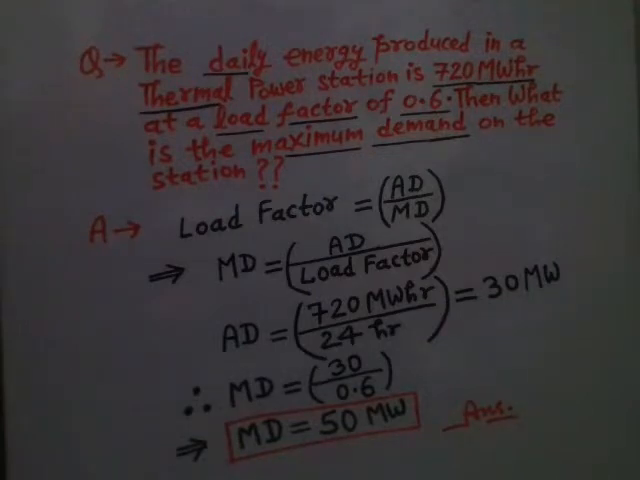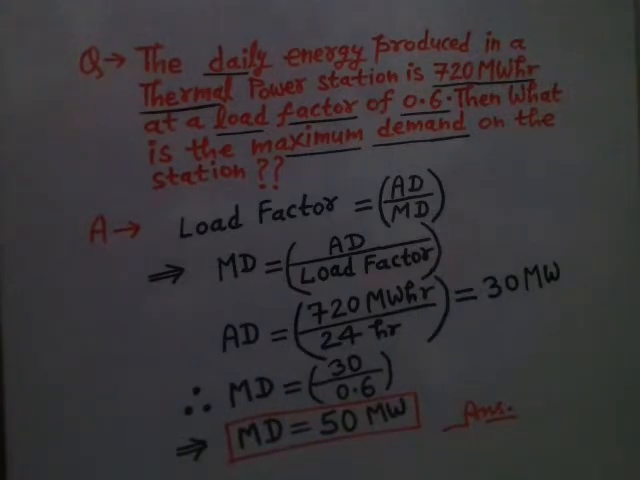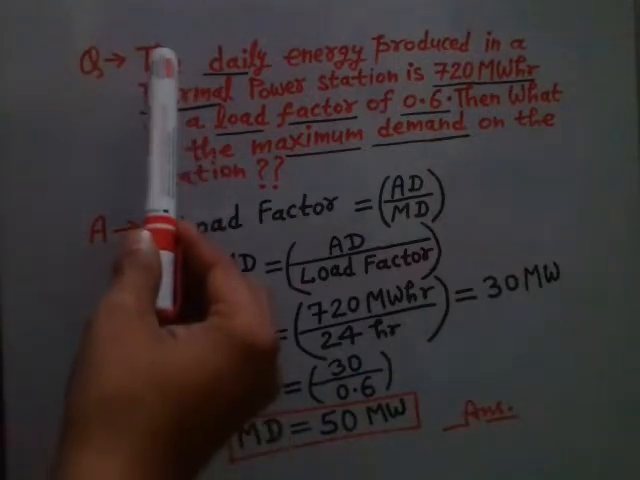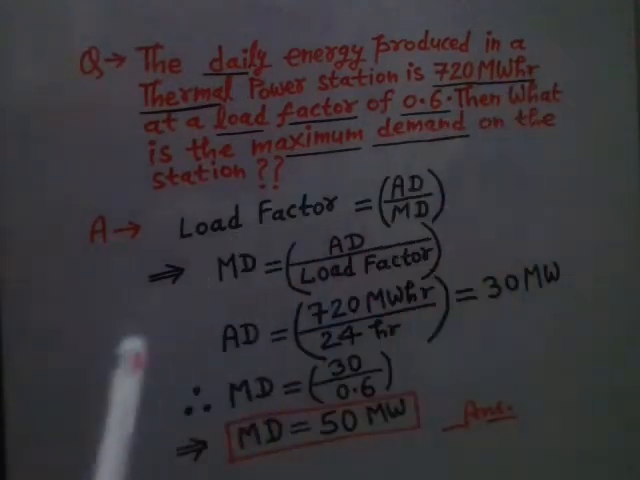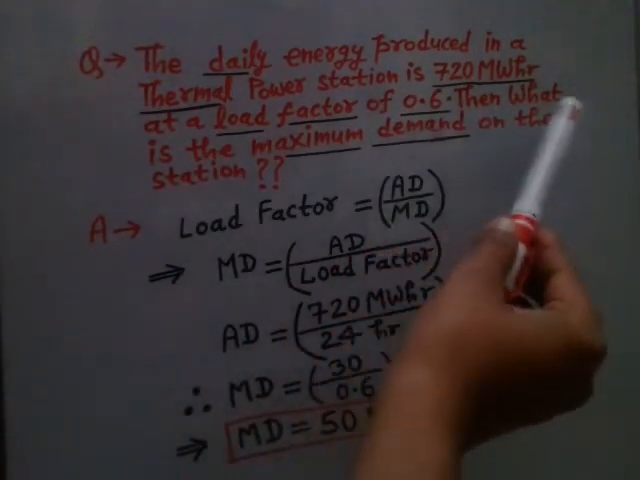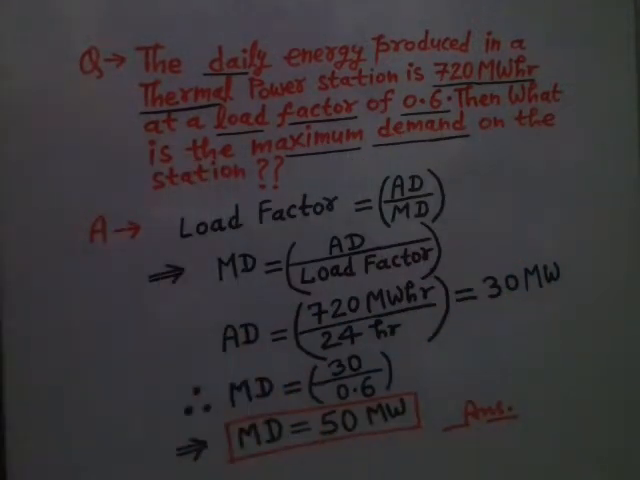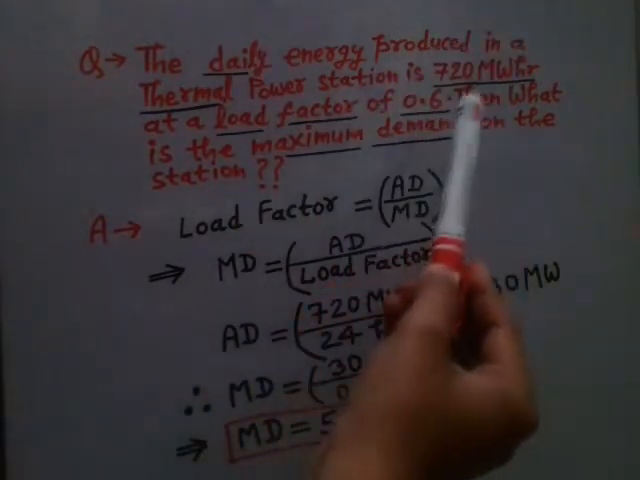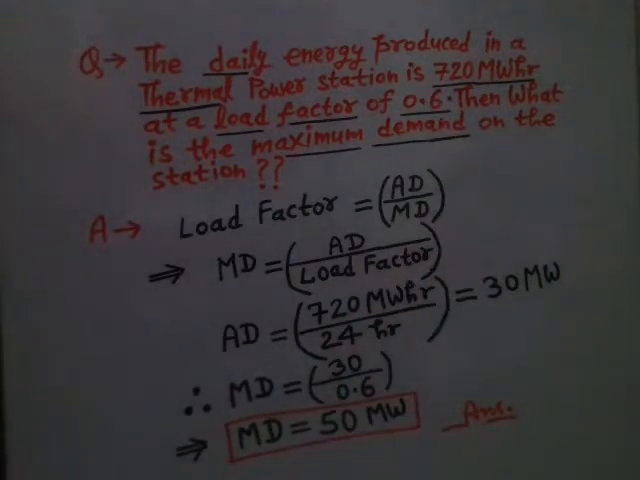Most welcome. So this question is a straightforward formula based question. This question has already been asked in your EAC 2008 examination. The question statement is: the daily energy produced in a thermal power station is 720 megawatt hour at a load factor of 0.6. Then what is the maximum demand on the thermal power station? So here the daily energy produced is given as 720 megawatt hour, load factor is given as 0.6, and you will have to then calculate the maximum demand on the thermal power station.